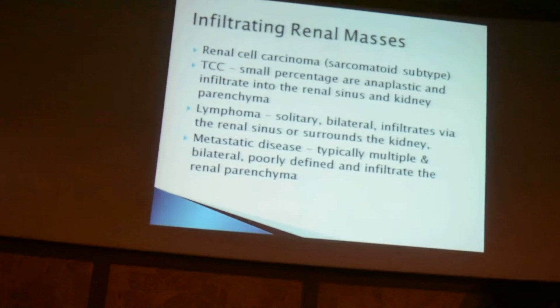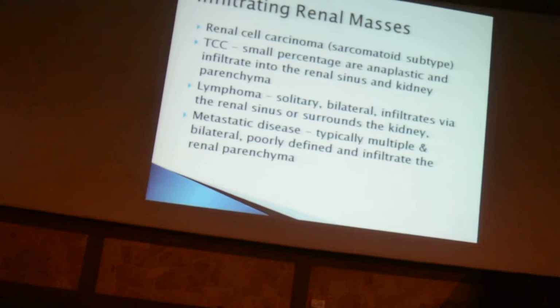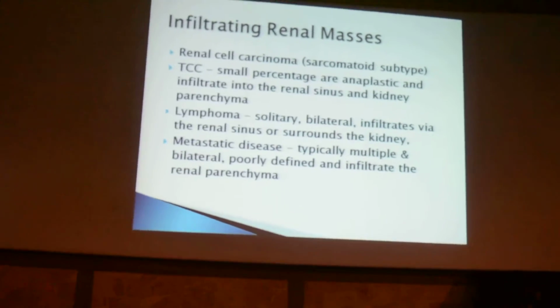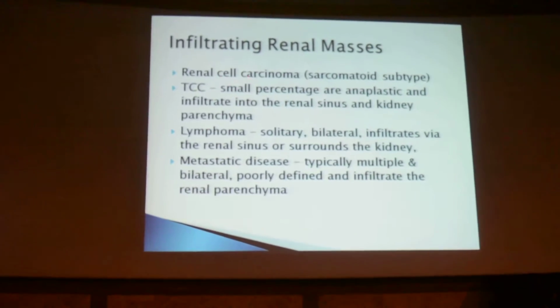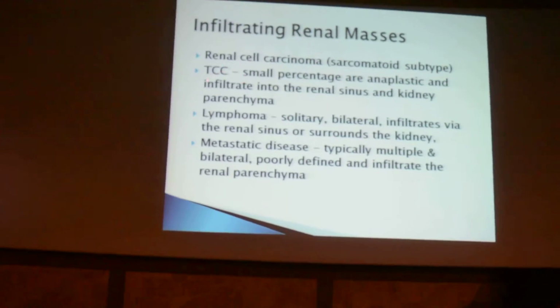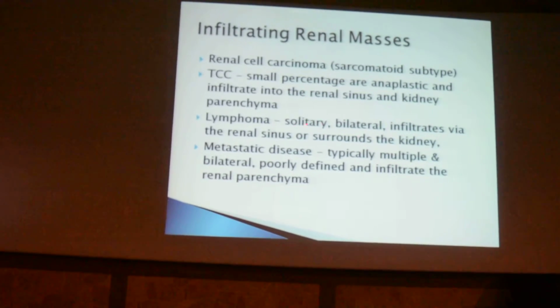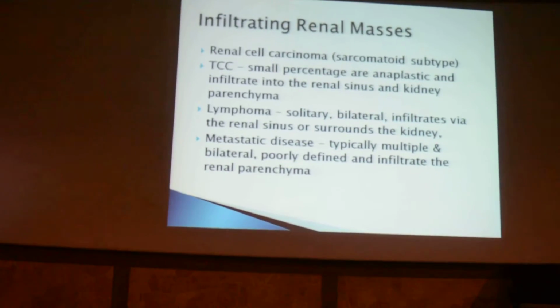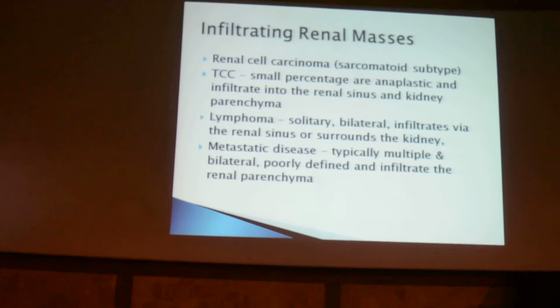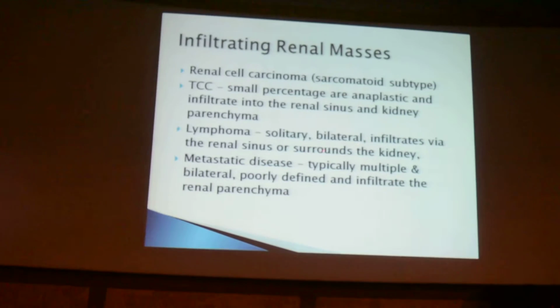After solid masses, there are certain infiltrating masses which are routinely detected on imaging modalities. These infiltrating masses are renal cell carcinomas, sarcomatous types, anaplastic transitional carcinomas, lymphomas, and metastasis. Lymphomas can infiltrate from the adjacent organs. They can infiltrate through the renal sinus into the kidney, or they can also surround the kidney.